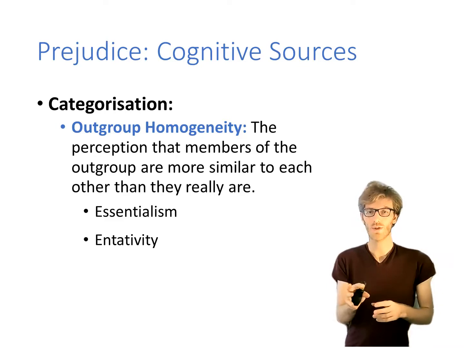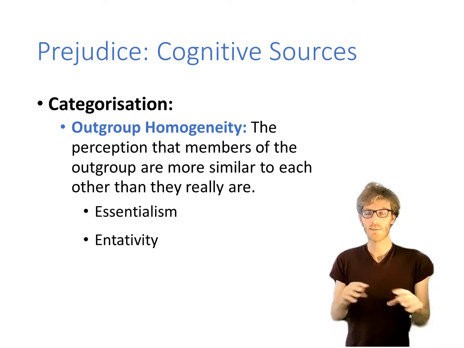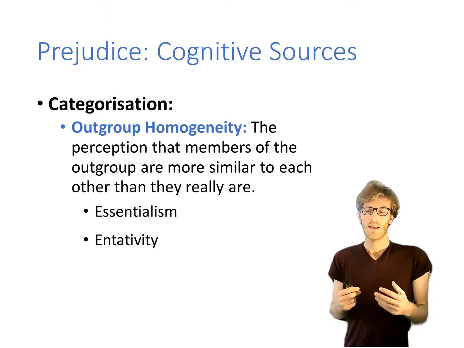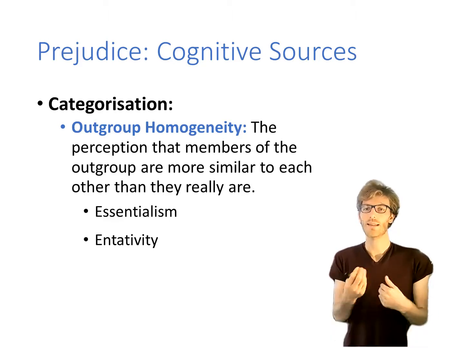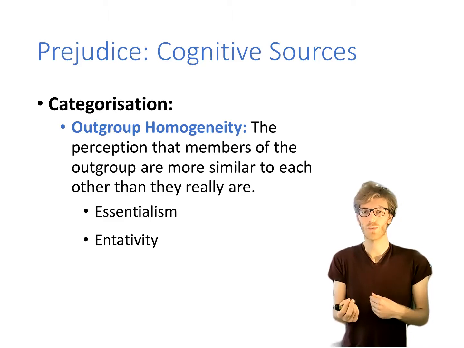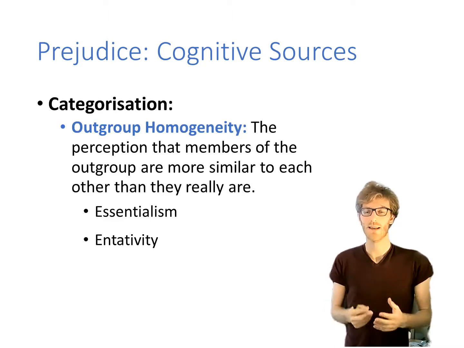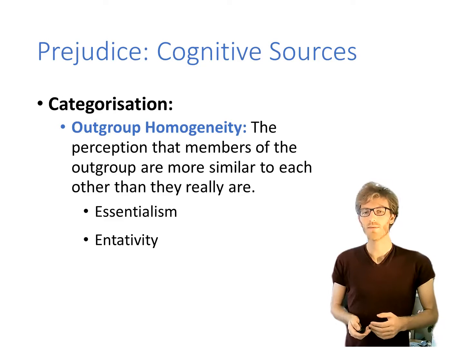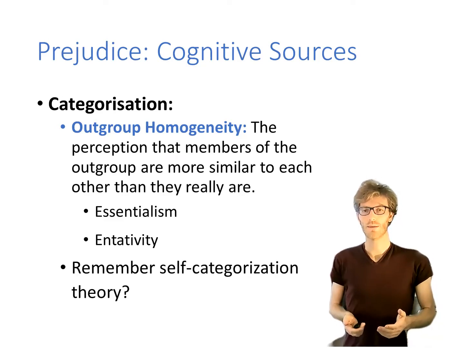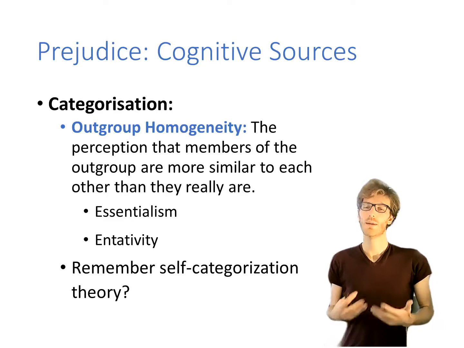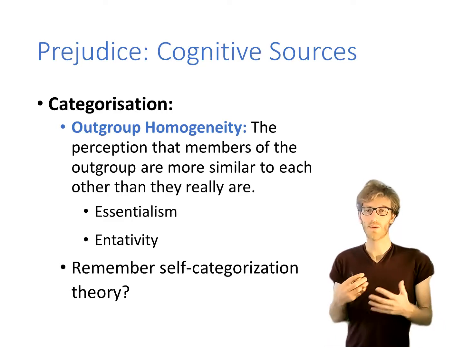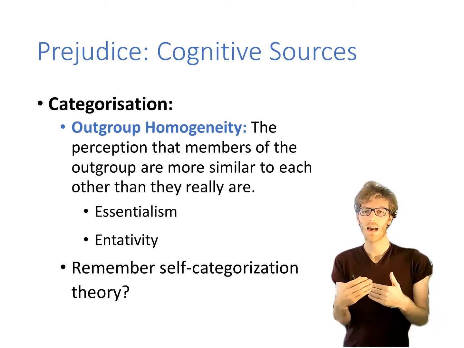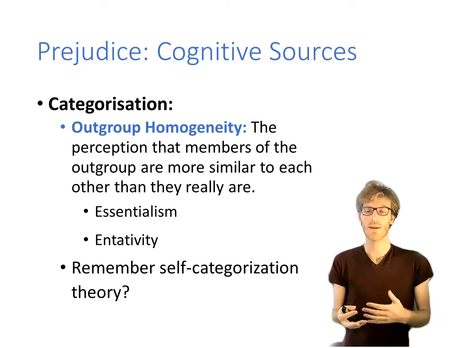If I see an outgroup as being homogeneous, as being all alike, I might see those traits as essential, and I might start to see the group as a fixed entity, as an actor. If you think back to last week, we talked about social categorization theory, self-categorization theory. And you might want to think for yourself about how those two ideas fit together. They're clearly quite related.